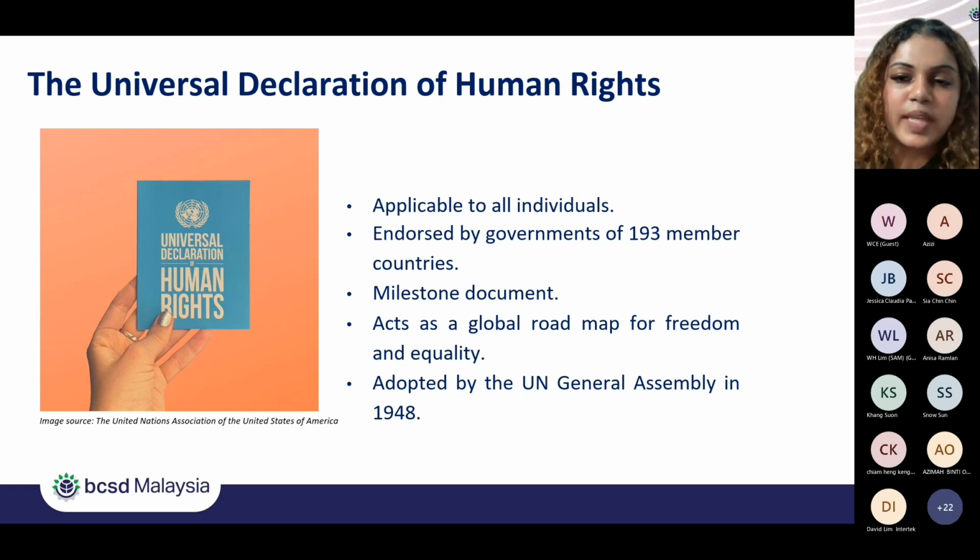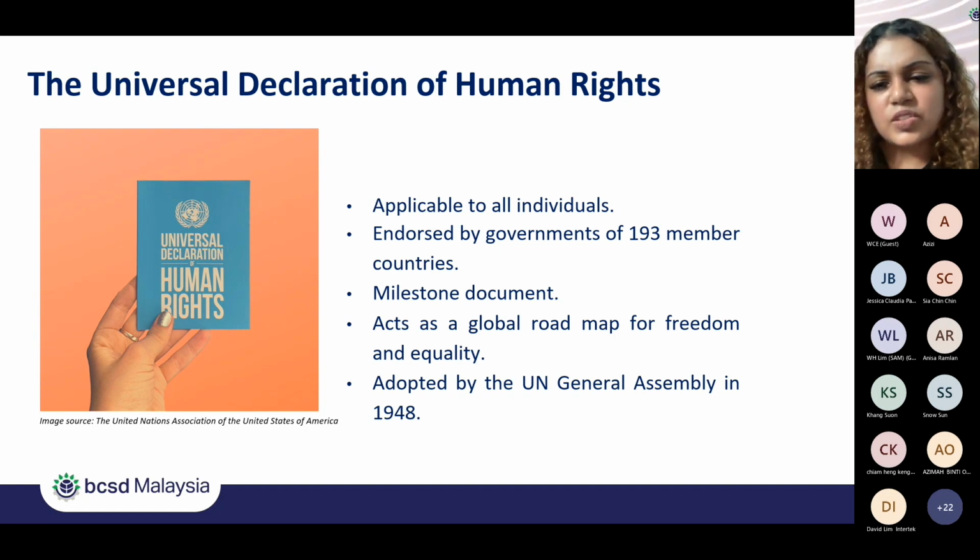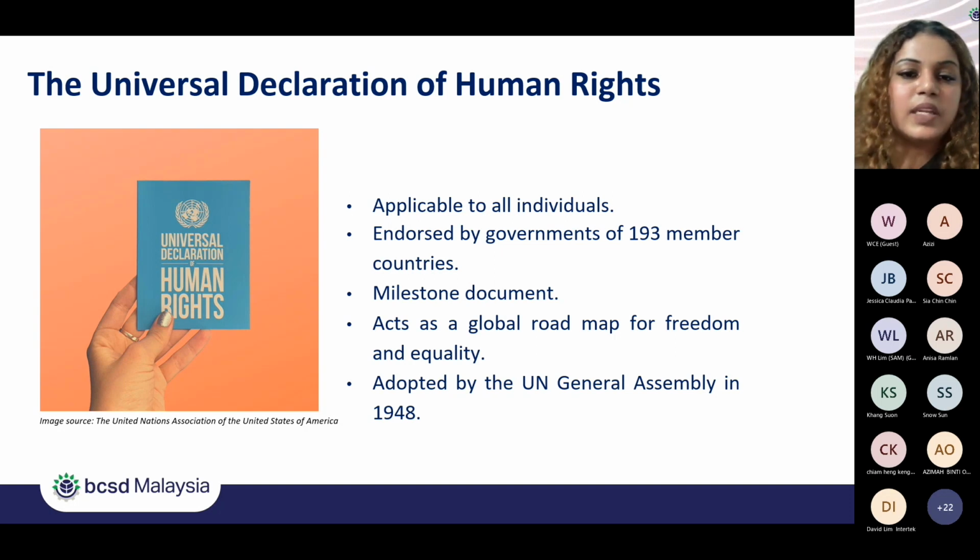The UDHR was actually motivated by the preceding world wars and the sheer devastation that was taking place during that time. So things got so bad that it was essentially the first time that countries agreed on a comprehensive statement of inalienable human rights for all. And governments of all 193 member countries of the UN have endorsed the UDHR.